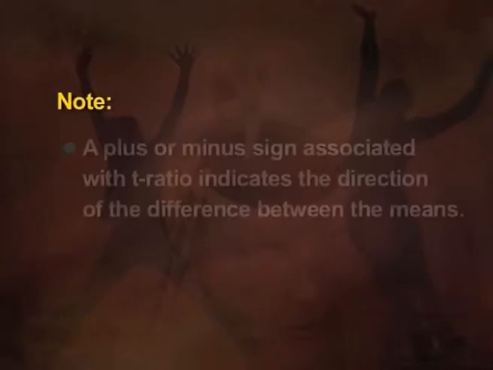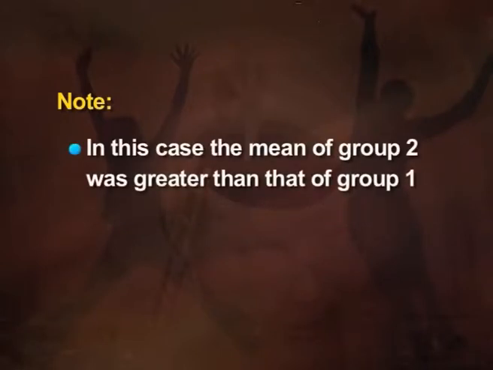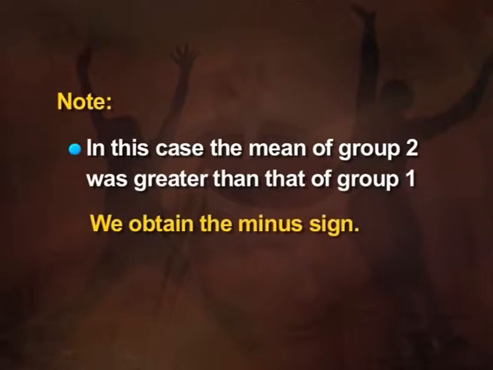Please note that a plus or minus sign associated with t ratio indicates the direction of the difference between the means. In this case, the mean of group 2 was greater than that of group 1, and therefore we obtained the minus sign.